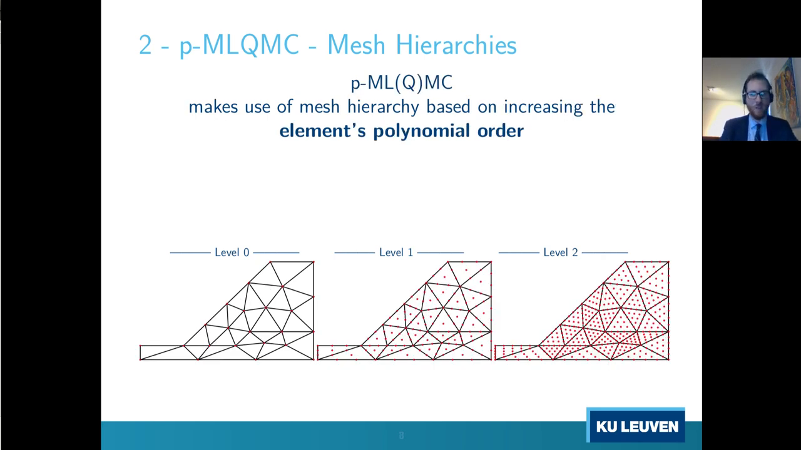For a p multilevel Quasi-Monte Carlo method, we increase the element's polynomial order. Which means that we increase the number of nodes per element and the number of shape functions, so that we can model, or you can represent, higher order displacements inside the element itself. So quadratic, cubic, quartic, quintic, etc. So this is our mesh hierarchy that will be used for p multilevel Quasi-Monte Carlo.